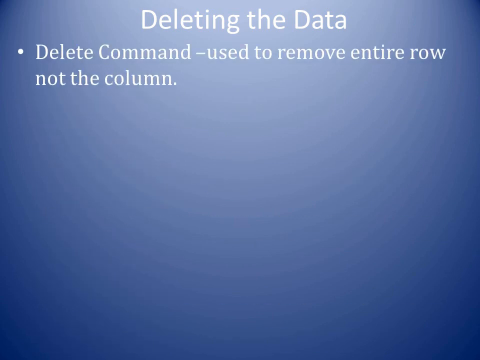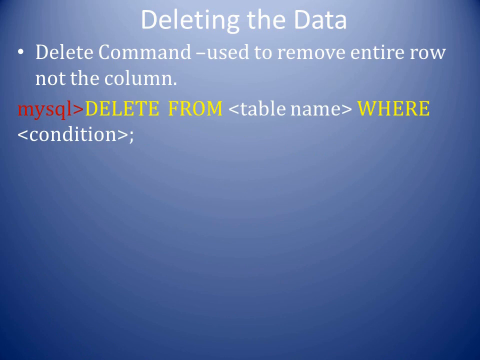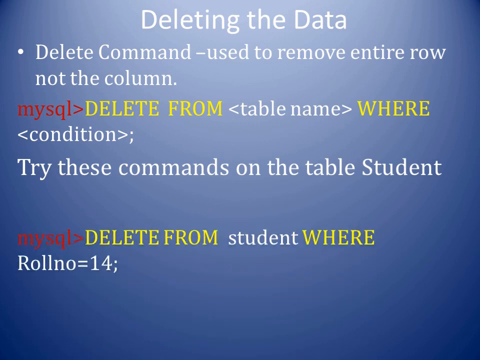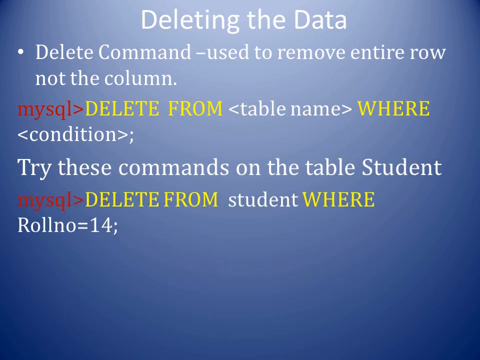After updation, let's see how we can delete a specific row or all rows without deleting columns. For this, the delete command is used. The syntax for this is: this will delete the specific row which satisfies the condition roll number is equal to 14. This will delete all the rows from the table.